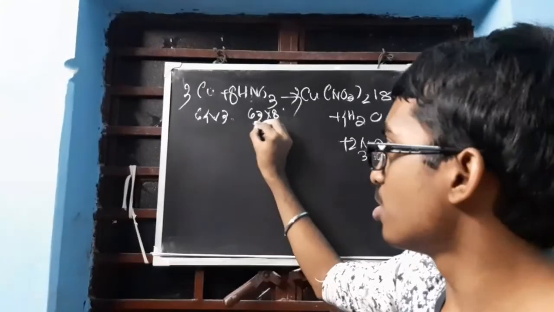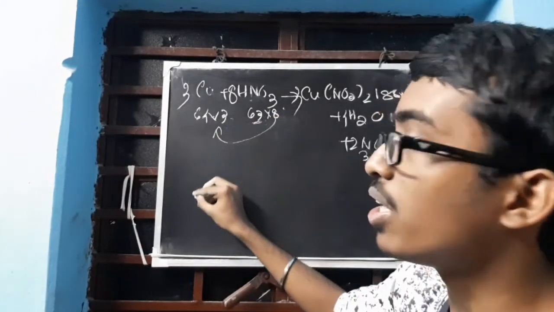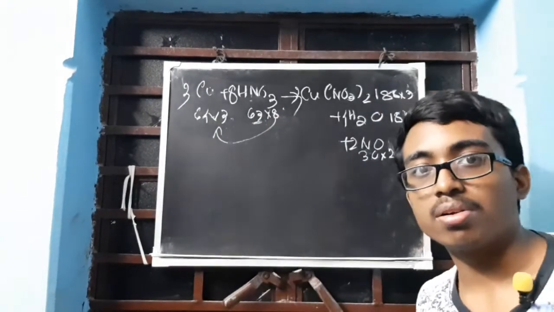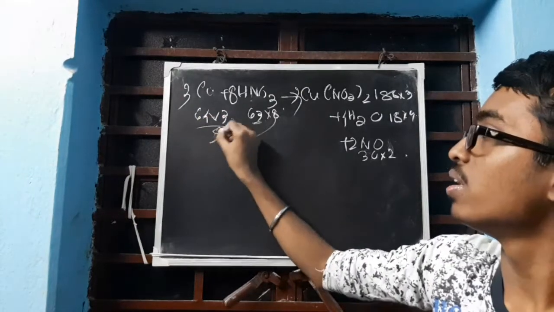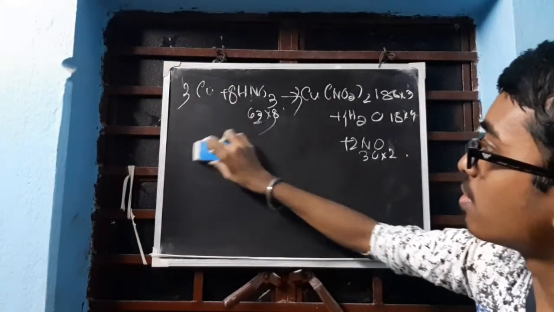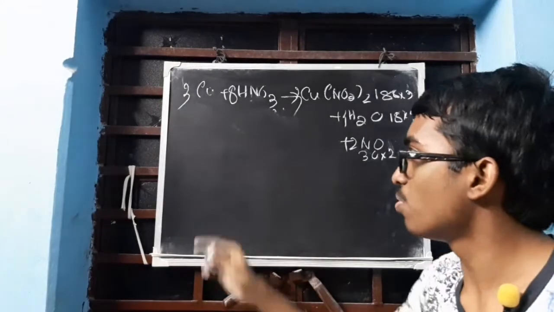Now find out. First is asked the mass of copper required to react with 63 gram. Very easy calculation. 63 is already present. So this 8 will come over here, divide. This will cut 8. So the answer is 24 gram. Clear? Correct answer. Answer is how much? 24 gram.